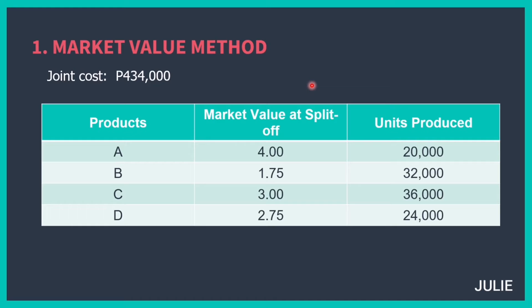So in market value method, the data that we're going to use is market value at split off and the units produced. So in product A, we have 4.00 and 20,000. Product B, 1.75 and 32,000. Product C, we have 3.00 and 36,000. For product D, we have 2.75 and 24,000.